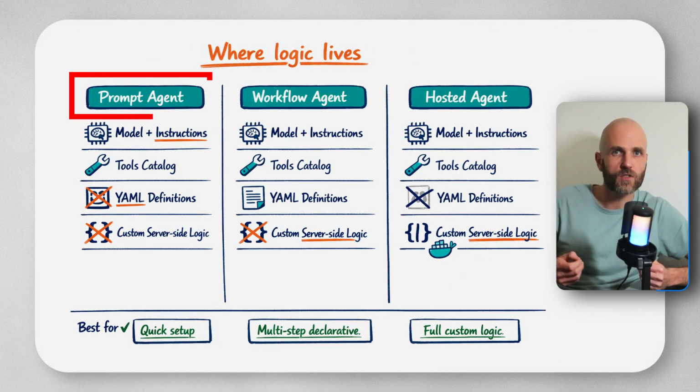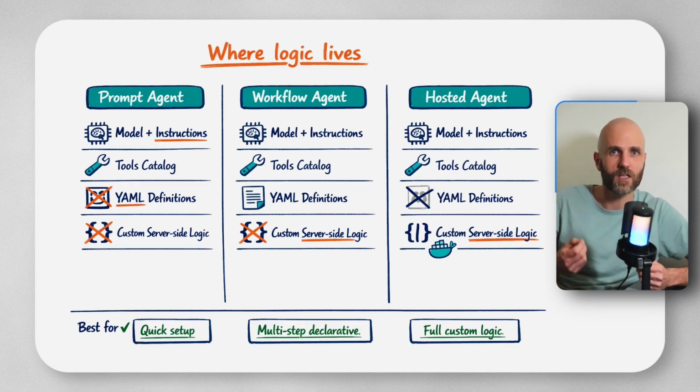So a prompt agent is the quick one. I create it in the Foundry portal, I pick a model, I write instructions, and I attach tools from a catalog. It's fast, but here's the limitation. The agent itself doesn't execute custom server-side logic. It sends instructions to the model, and if the model decides to call a tool, it calls one of the tools I attached. I can't inject my own code.